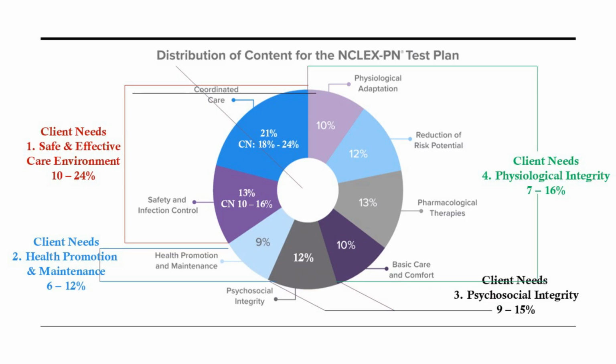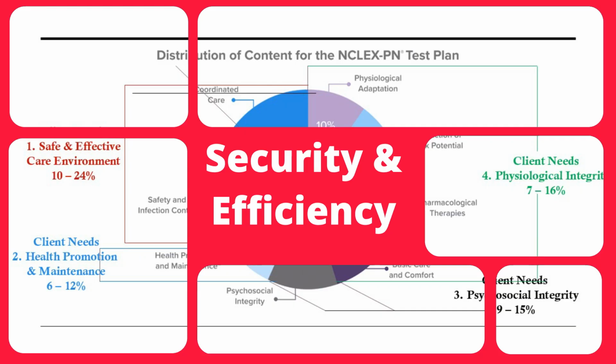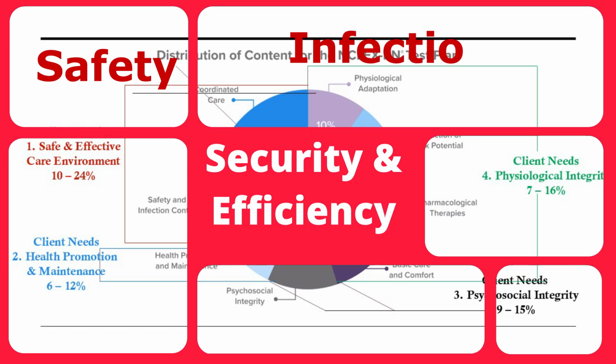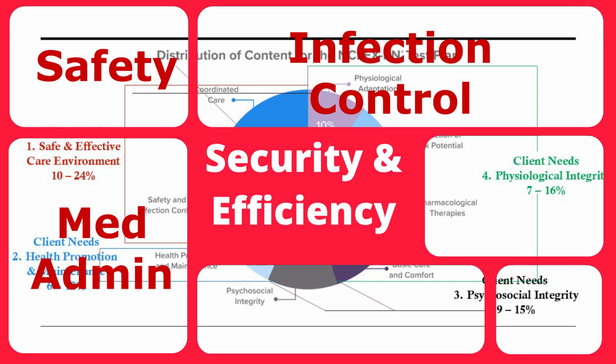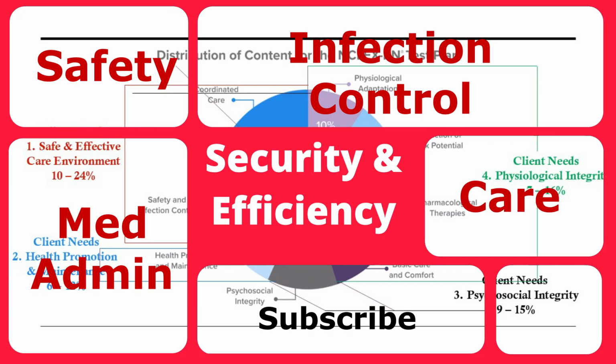The first client need is safe and effective care environment. What exactly does that mean? These are questions that focus on creating a secure and efficient healthcare setting for the clients and the healthcare personnel. This includes the understanding of the principles of safety, infection control, medication administration, and managing a variety of care situations.